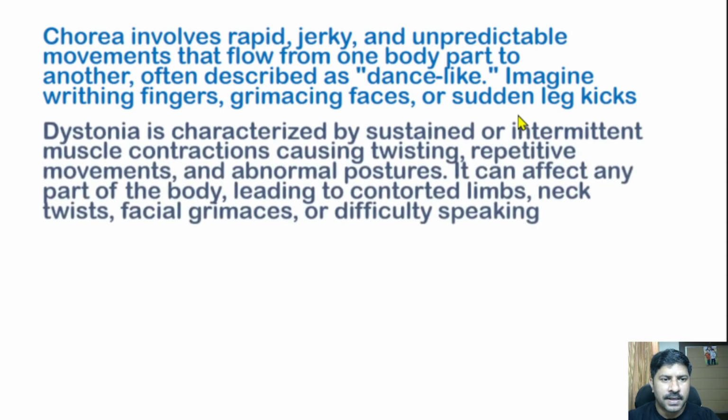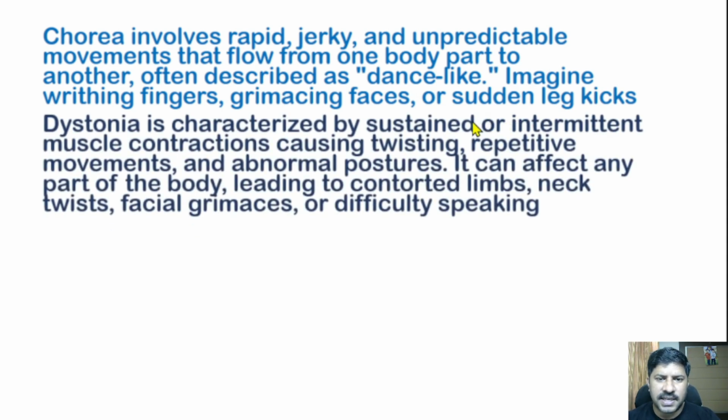Dystonia is characterized by sustained or intermittent muscle contractions causing twisting, repetitive movements, and abnormal postures. It can affect any part of the body, leading to contorted limbs, neck twitch, facial grimaces, or difficulty speaking. So dystonia means abnormal posturing-like movements will be seen.